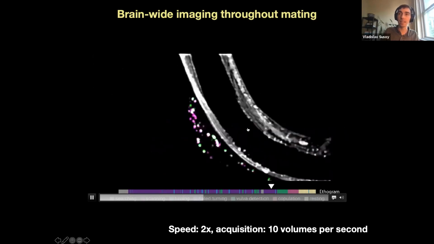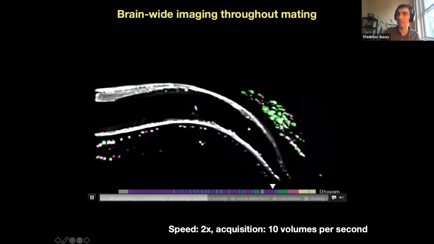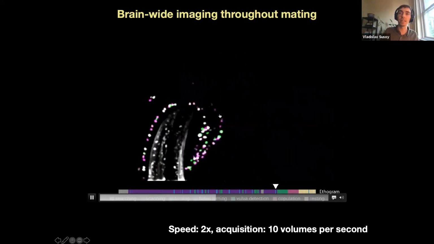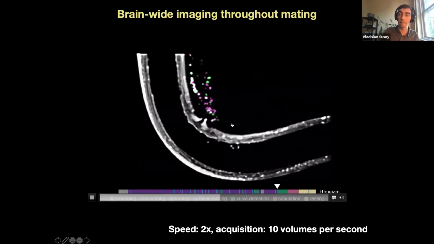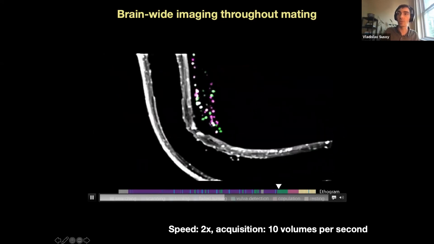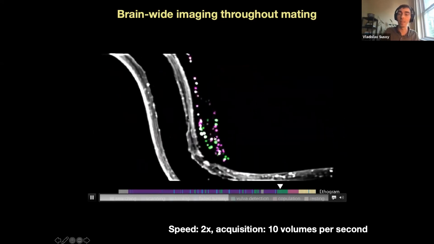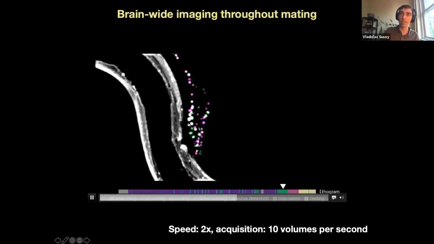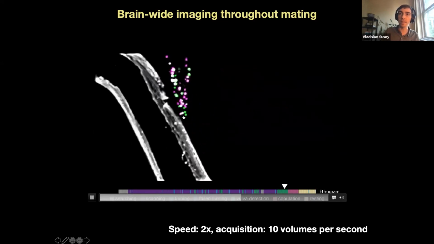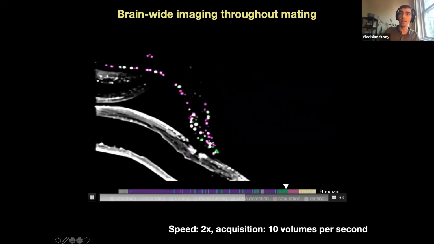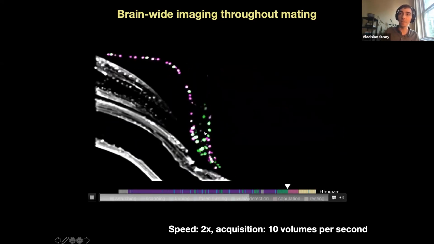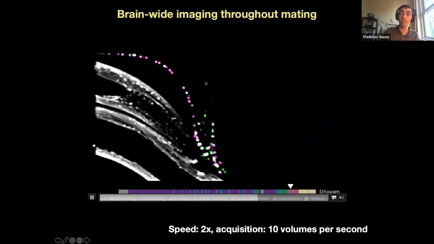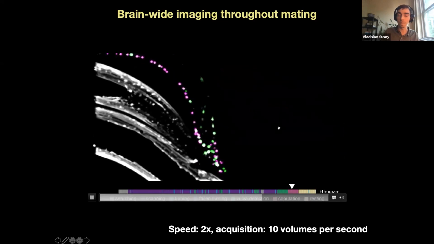These images are actually volumetric, although you can see maximum intensity projection only. And they're recorded at 10 volumes per second, which is more than enough for us to capture all the relevant calcium activity. And here, the male inserts its spicules into the hermaphrodite, and then you can see that some of the neurons become active, and this is a successful copulation, and then it goes into resting.